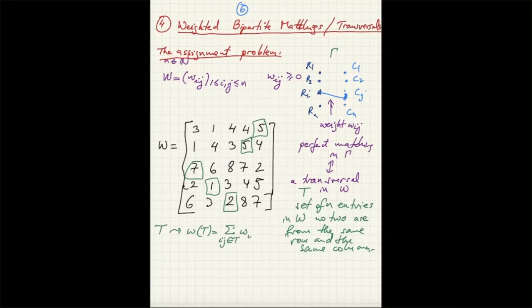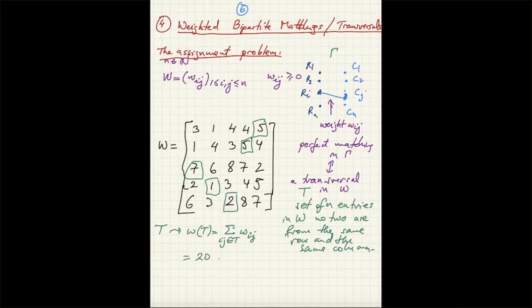So the sum of the weights in that. So this sum, again, you can think of it as the weight of the transversal or the weight of the perfect matching in the bipartite graph. And in this case, it equals what? It's 7 plus 1 plus 2, that's 10, with another 10, it's 20.